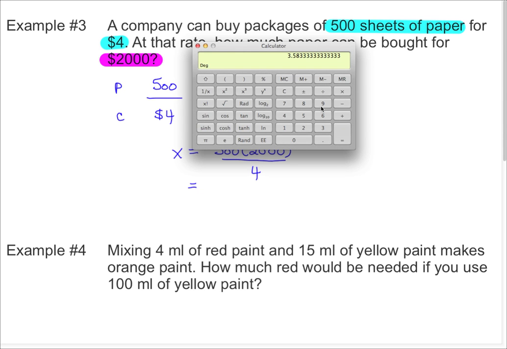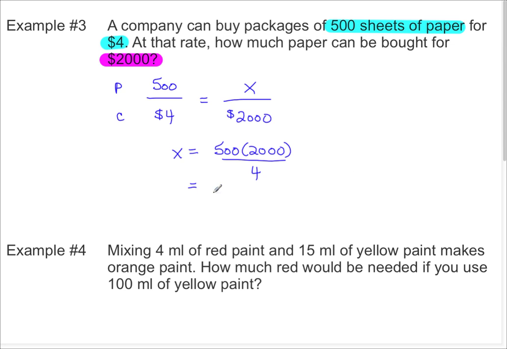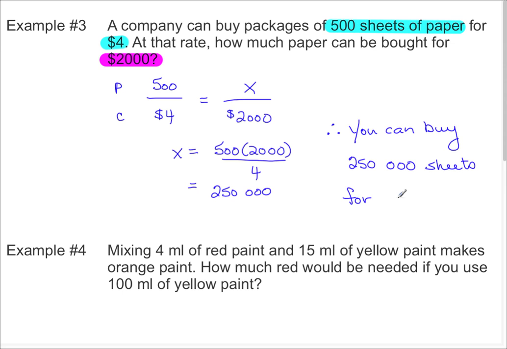So I pull up my handy dandy little calculator. 500 times 2,000 divided by 4. That looks like 250,000. So we can buy, we need a therefore statement. Therefore, you can buy 250,000 sheets for $2,000.